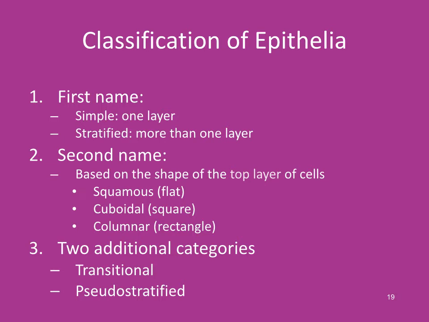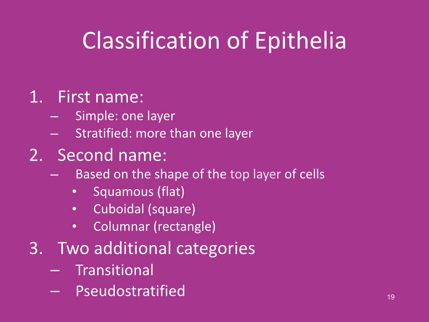Cuboidal means just what it says. They're shaped like cubes. They're about as high as they are wide. And then there's columnar, which is usually taller, thinner, in the opposite direction as the surface. So squamous cells are thin this way, columnar cells are a little thinner this way than they are this way.